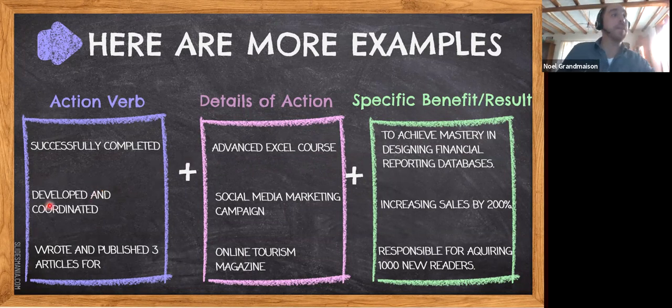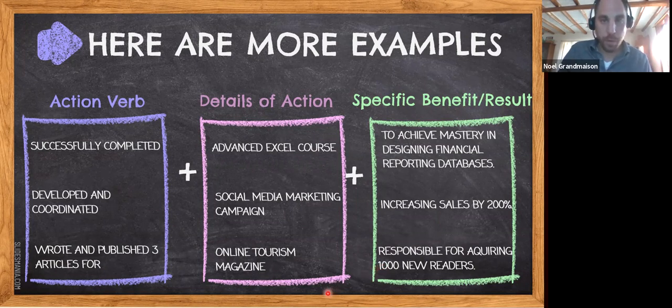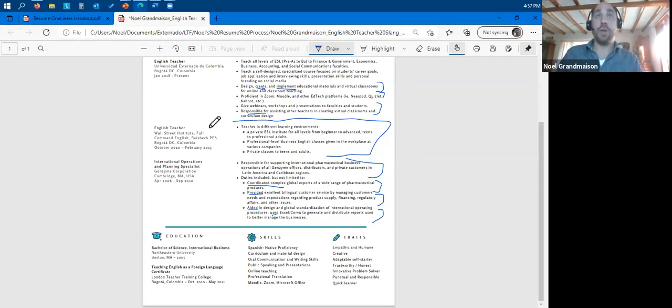Another one, I developed and coordinated. What did you develop and coordinate? A social media marketing campaign, increasing sales by 200%. So the verb, the action, the what, and then the result. Another one, I wrote and published three articles for what? An online tourism magazine. And what was the result? Responsible for acquiring 1,000 new readers. These are called one-liners, and this is this section on your resume.